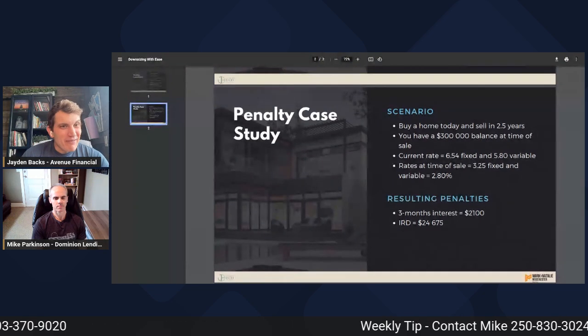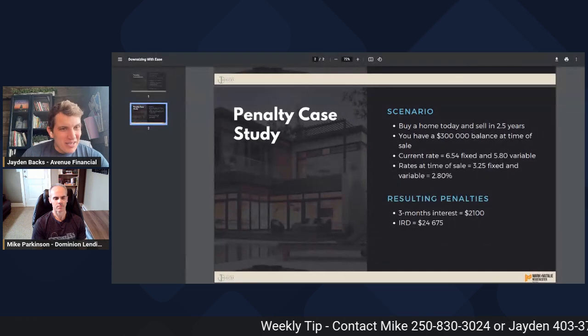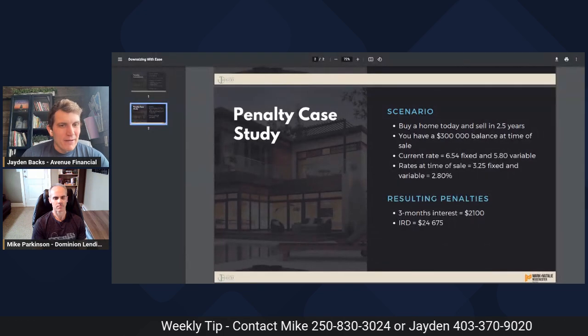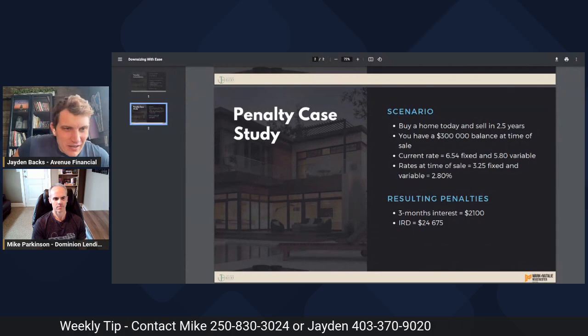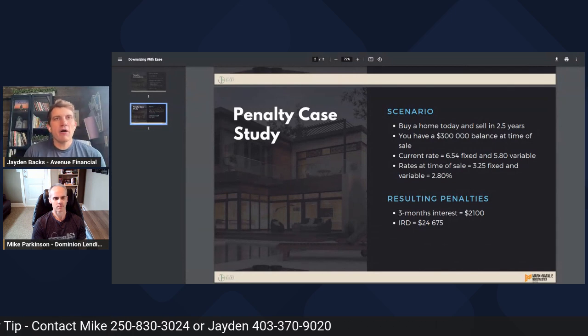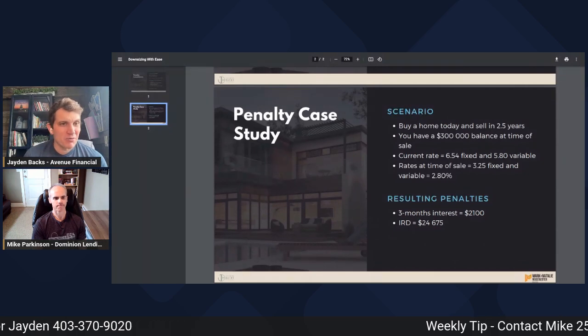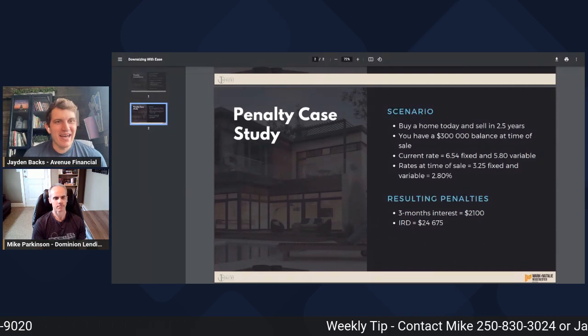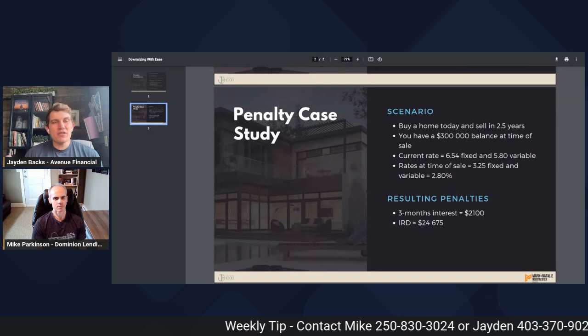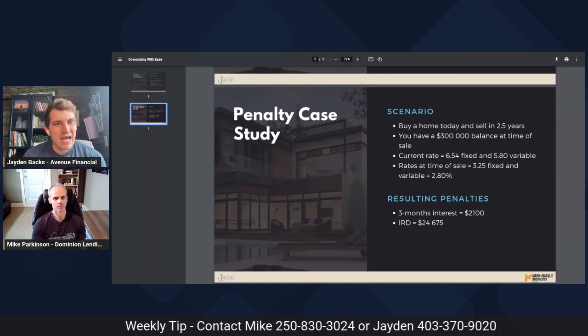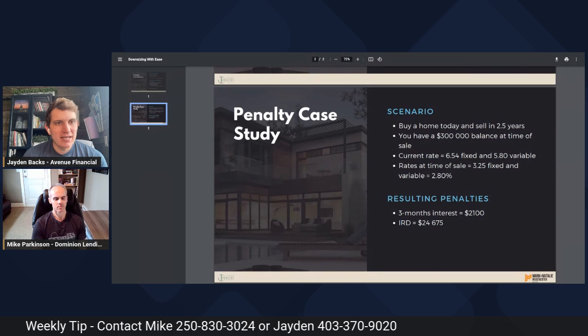you're looking at about $25,000 on a $300,000 mortgage owing. That is a significant difference. And this is just throwing out numbers that I actually think are conservative and reasonable. To see the difference, we're looking at more than 10 times more for the interest rate differential.